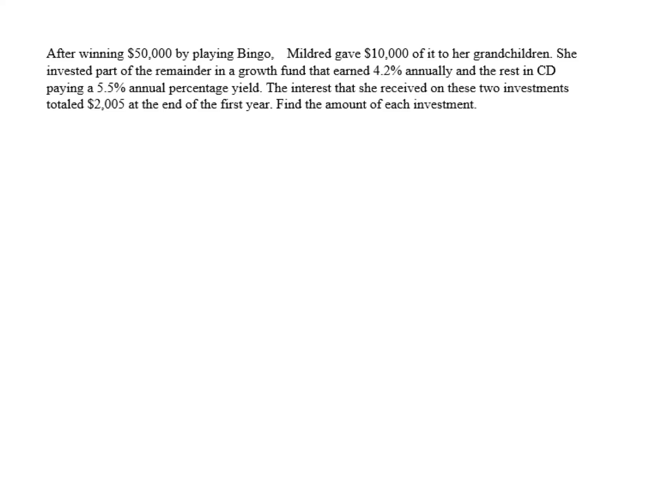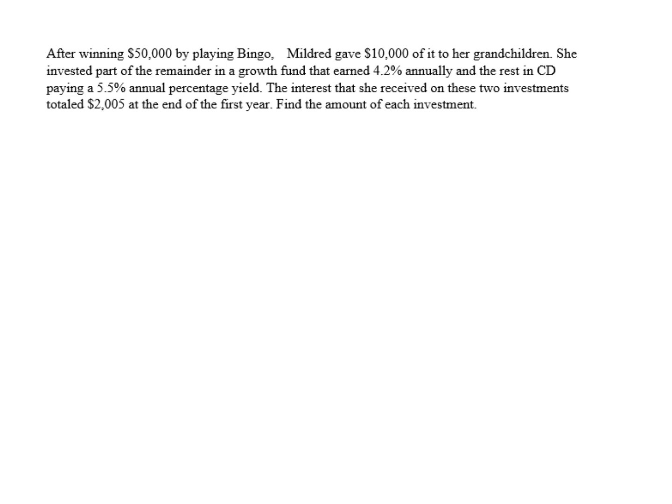After winning $50,000 by playing bingo, Mildred gave $10,000 of it to her grandchildren. She invested part of the remainder in a growth fund that earned 4.2% annually, and the rest in a CD paying a 5.5% annual percentage yield. The interest that she received on these two investments totaled $2,005 at the end of the first year. Find the amount of each investment.